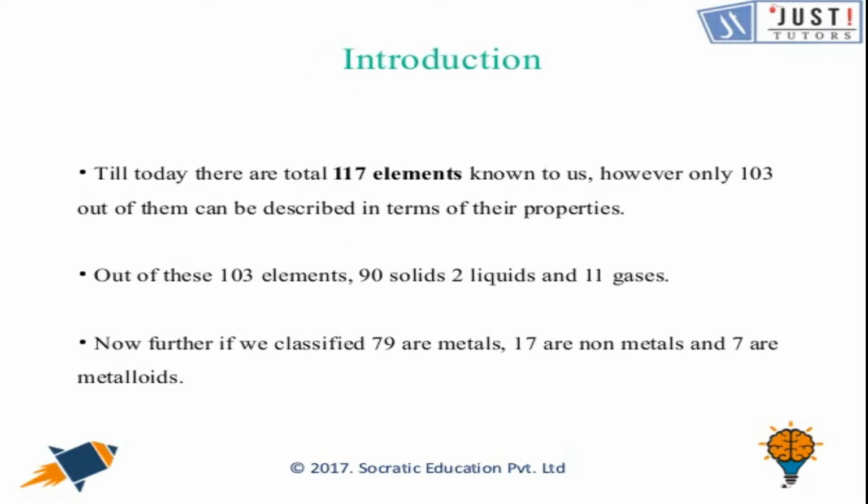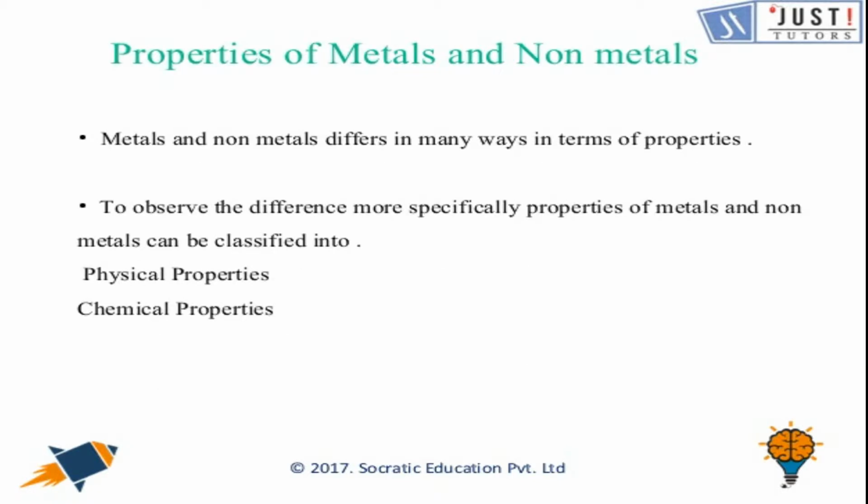Let's move forward here. So introduction. Till today, there are total 117 elements known to us. Okay, and out of these 103 elements, 90 solids, 2 are liquids, and 11 are gases here. Now, further, if we classify 79 are metals, 17 are non-metals, and 7 are metalloids, that means combined of metal and non-metal.